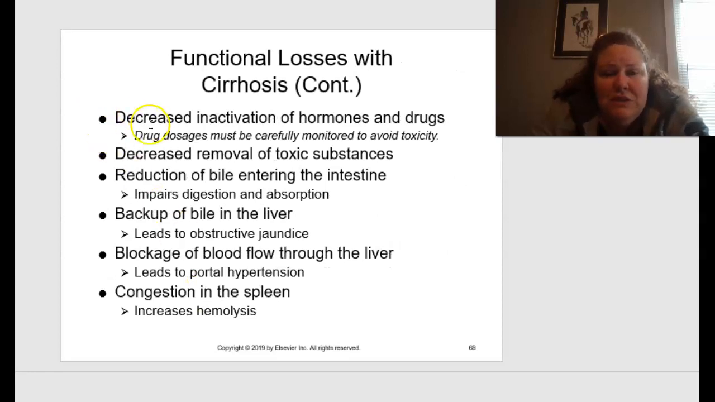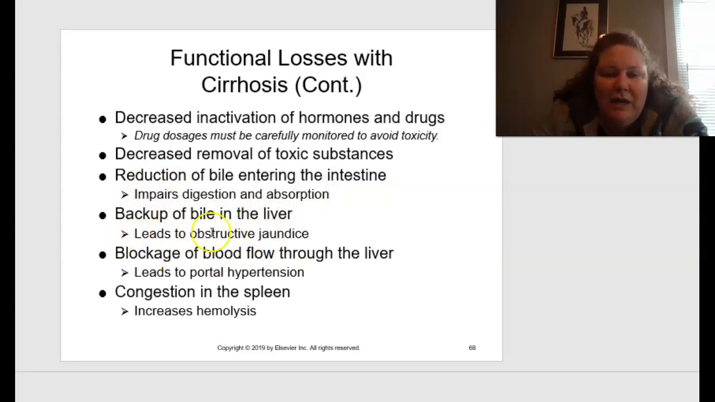You also have decreased inactivation of hormones and drugs, and the drug doses must be carefully monitored to avoid toxicity because the drugs are not being cleared as they normally would. You also have decreased removal of toxic substances, and so your body can have toxicity a lot easier. You also have reduction of the bile entering into the intestine, and this is going to impair the digestion and absorption. You can have a backup of bile in the liver, and this can lead to obstructive jaundice.